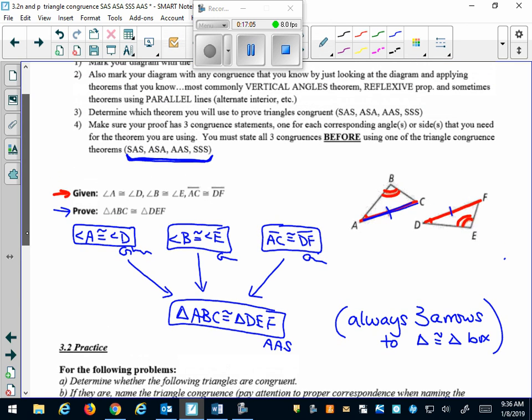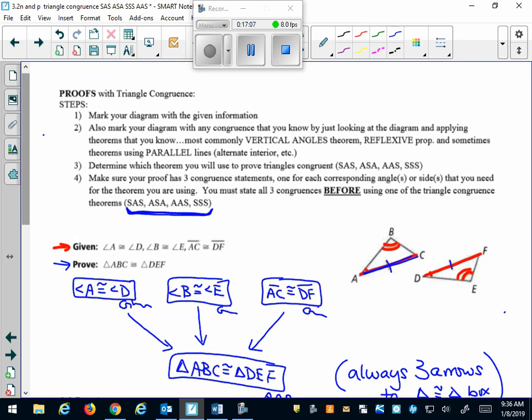Okay. Now, you'll notice that in here is a step that we didn't need for this particular proof, but we're going to use it in some of the practice that we do. It says also mark your diagram with any congruence that you know just by looking at the diagram and applying theorems that you know. Most commonly, vertical angles theorem, reflexive property, and sometimes parallel lines like alternate interior angles, etc.